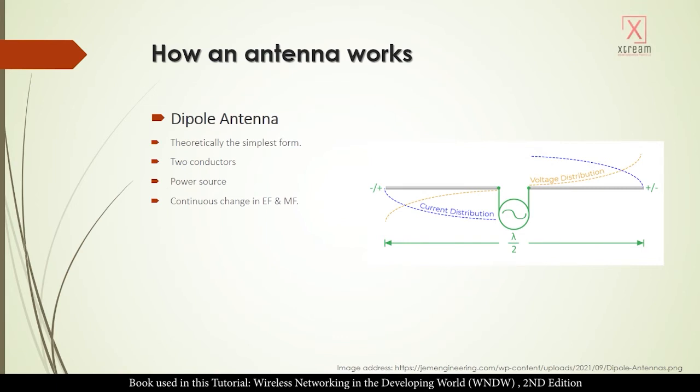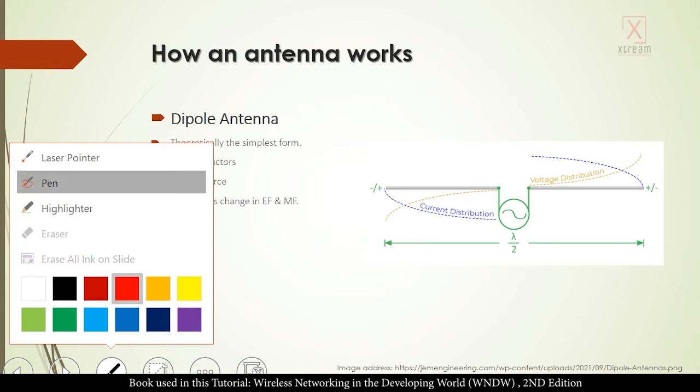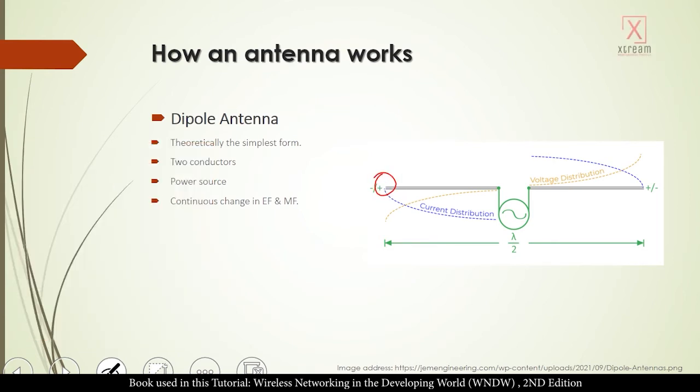So let's say if we have a positive charge over here, we will have a negative charge over here. So the continuous change of these electrical charges will produce electromagnetic signals, and they will propagate through the surroundings. So how is it producing the electromagnetic signal? It is produced by the movement of electrical charges.